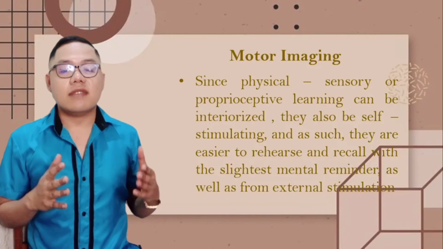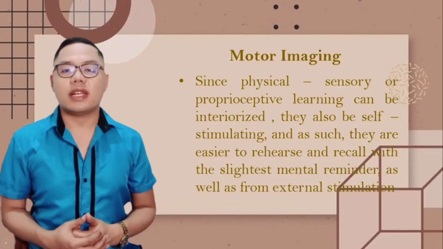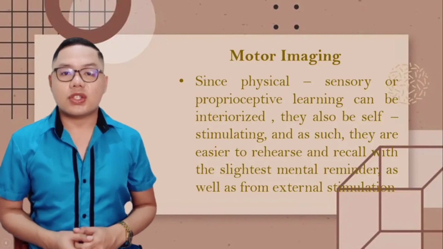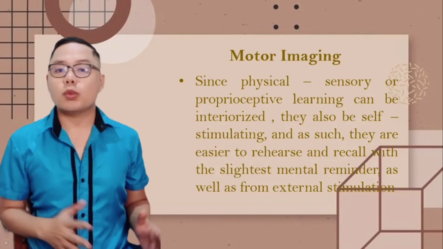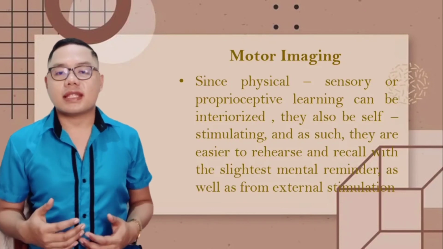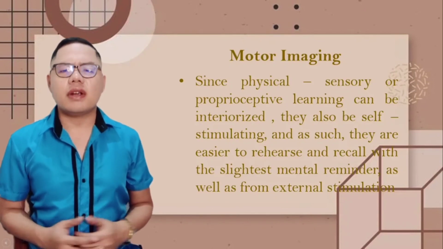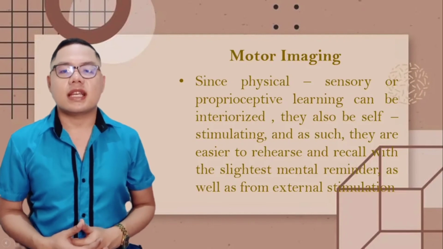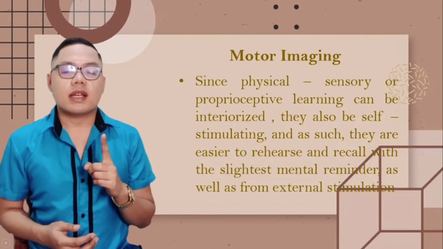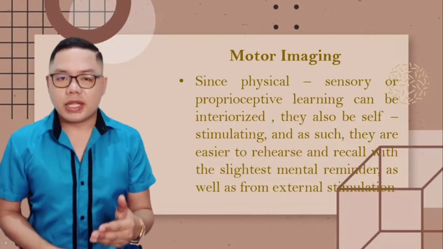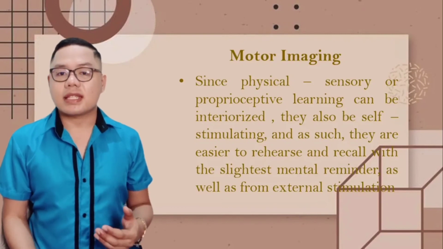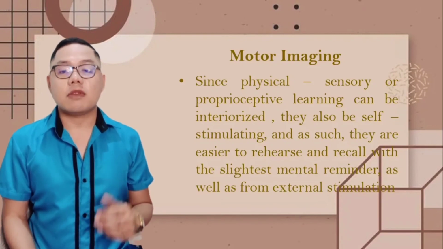So it appears that even the highest forms of vocabulary and concept learning have psychomotor foundations or equivalents. So motor movements associated with certain stimuli can become stereotyped as a symbolic meaning. So there are three considerable advantages to knowing this where remediation is concerned. Number one, since physical sensory or proprioceptive learning can be stereotyped, it can also be self-stimulating.